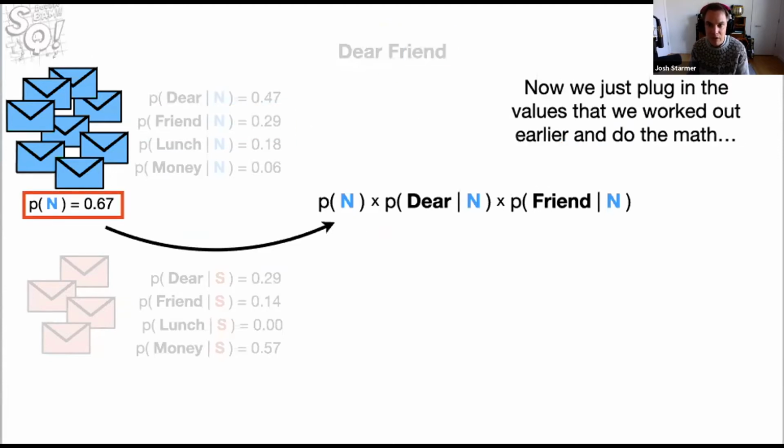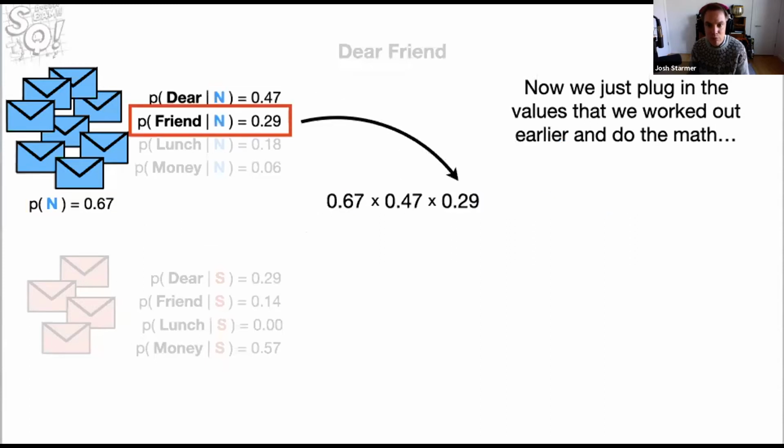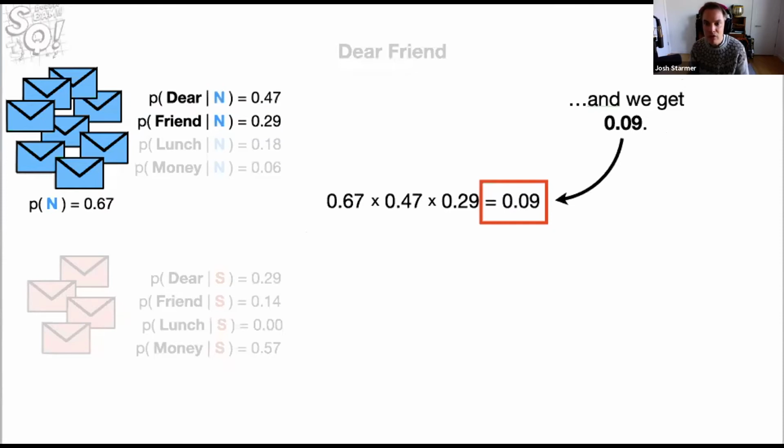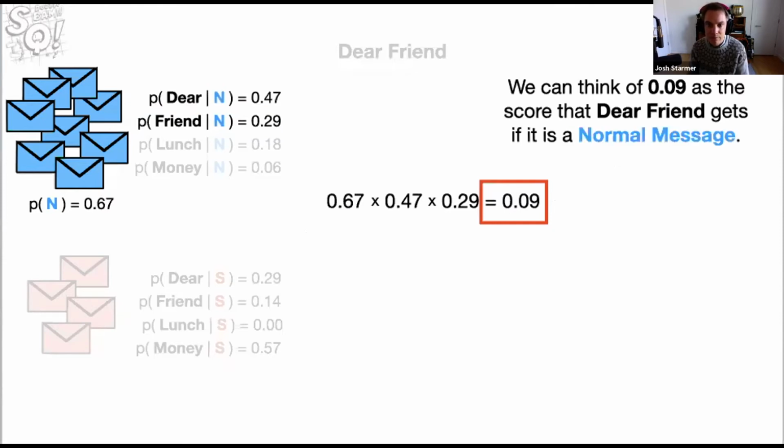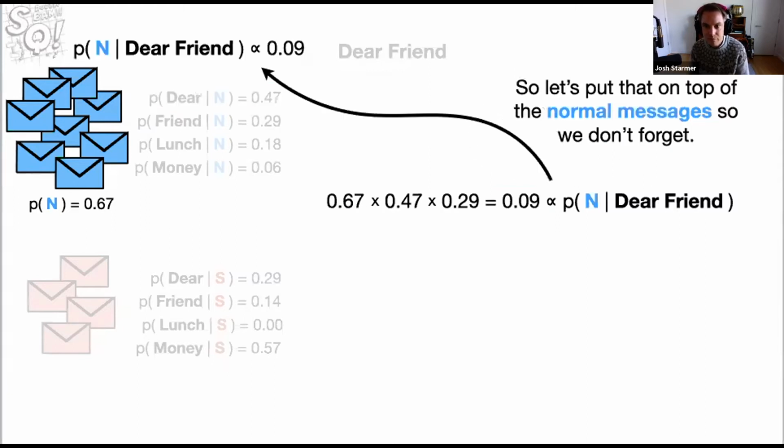Now we just plug in the values that we worked out earlier and do the math. Beep, boop, beep. And we get 0.09. We can think of 0.09 as the score that dear friend gets if it is a normal message. However, technically, it is proportional to the probability that the message is normal, given that it says dear friend. So let's put that on top of the normal messages so we don't forget.